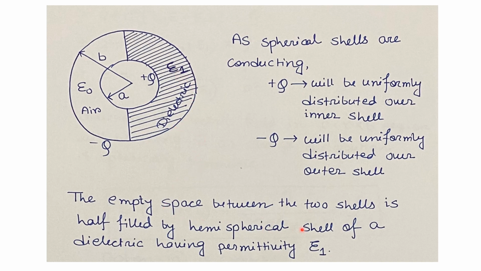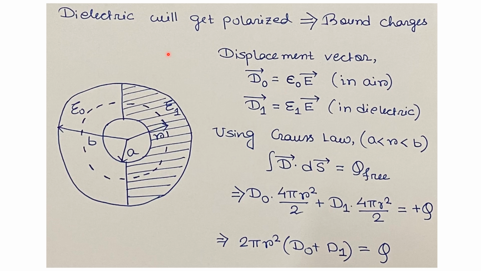The empty space between the two shells is half filled by the hemispherical shell of a dielectric having permittivity epsilon 1, and the remaining part is air having permittivity epsilon naught. Now the dielectric in the region between these two spherical shells, that is the hemispherical part, will be polarized, and because of the polarization there will be formation of bound charges in this dielectric medium.